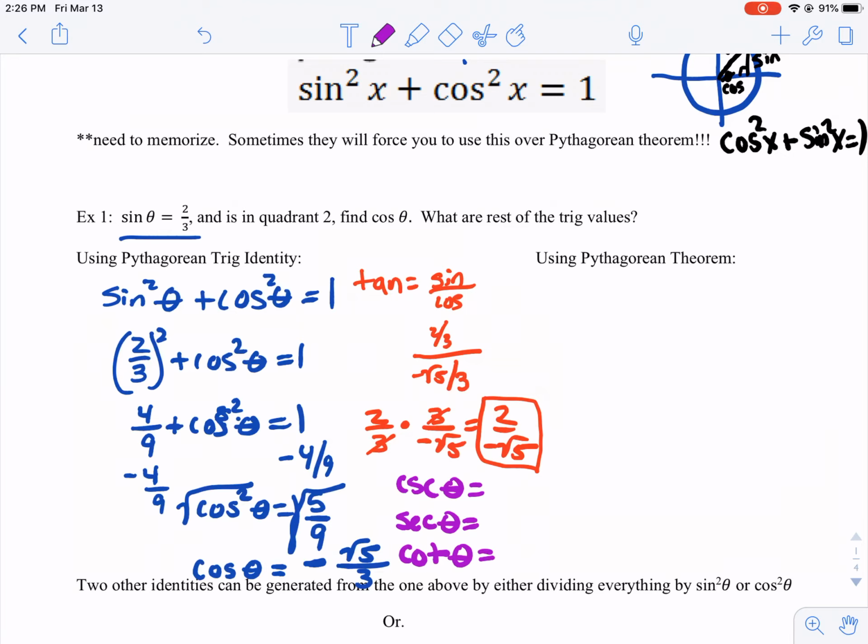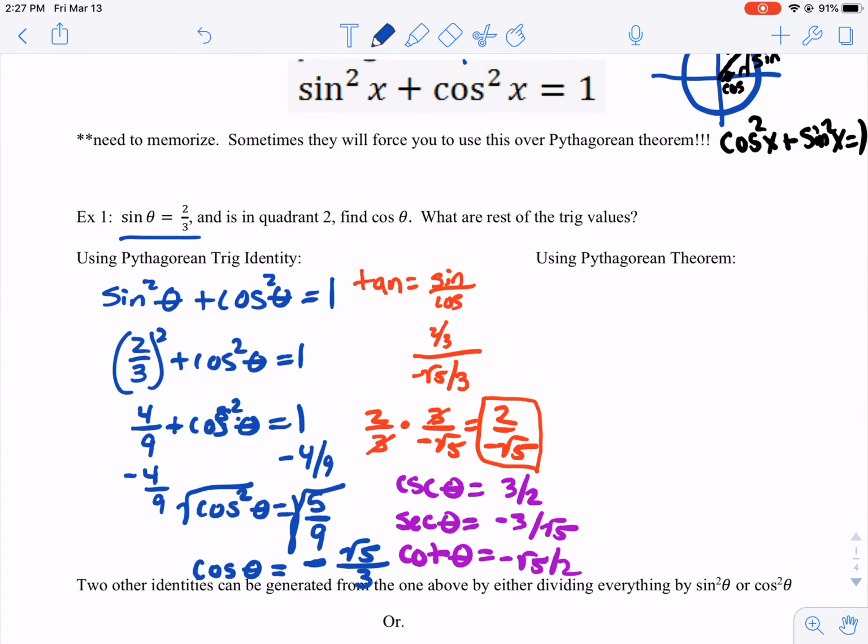Cosecant is the reciprocal of sine, so 3 over 2. Secant is the reciprocal of cosine, so negative 3 over the square root of 5. Cotan is the reciprocal of tan, so negative root 5 over 2. So there are all the rest of the trig functions. Once you know the sine and the cosine, which you can get from the identity, you can find all other trig values. Okay.